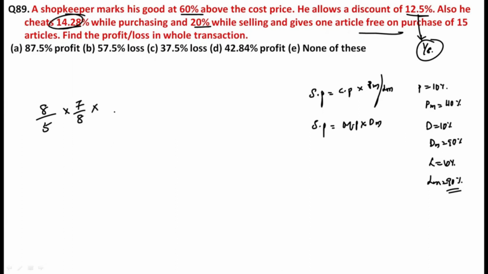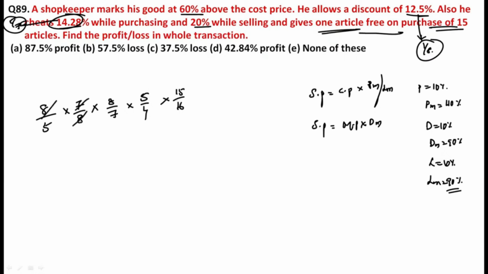Now he cheats 14.28%, which means he cheats by 1 by 7. 1 by 7 means out of 8 quantities, 1 unit is cheated. He cheats by 1 unit, so now the value becomes 8 by 7. While purchasing, 20% means 1 by 4. You need to add one more. Now the value becomes 4 by 5. So now one article free for purchasing 15 articles means they give 16 articles. One article is free, so you need to pay for 15 articles.